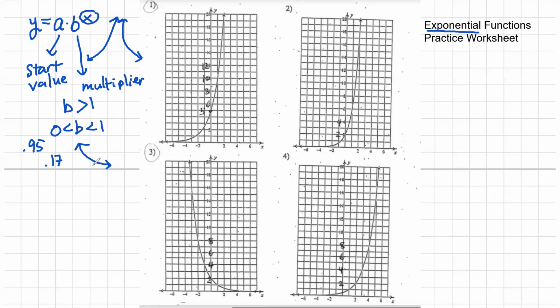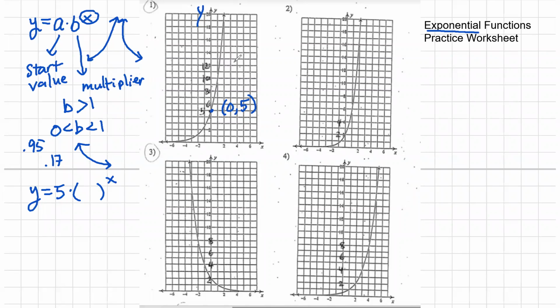Okay, so we want to look at our starting point, which means where does this curve cross through the y-axis? 0, 5, right? So let's label that point. It's always good to label your graphs. 0, 5. So that tells us one of our values already in our equation, right? y equals 5 times some number to the x power. Okay, so now we have to find the b value.